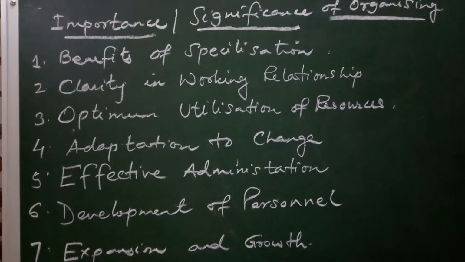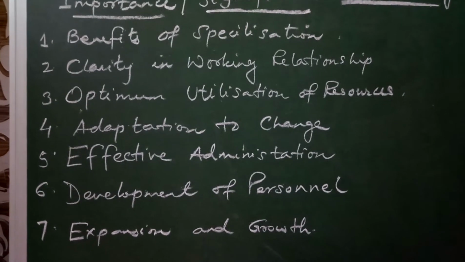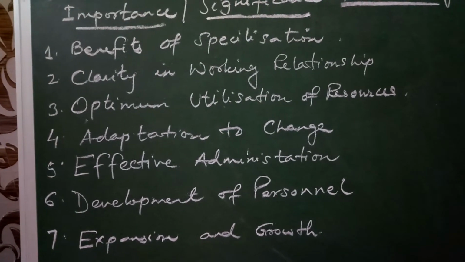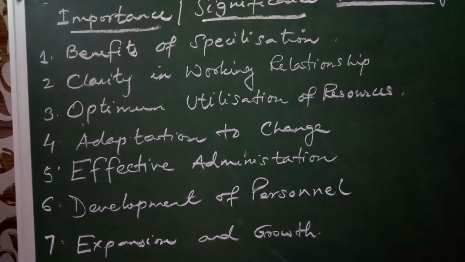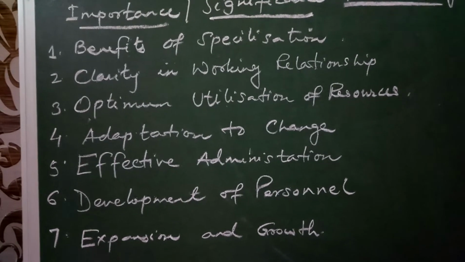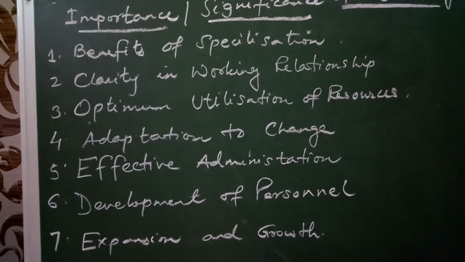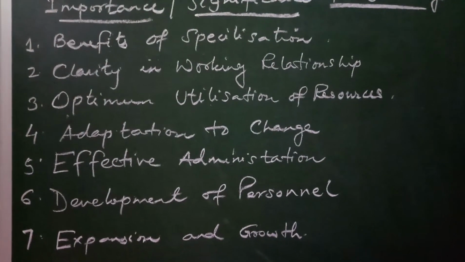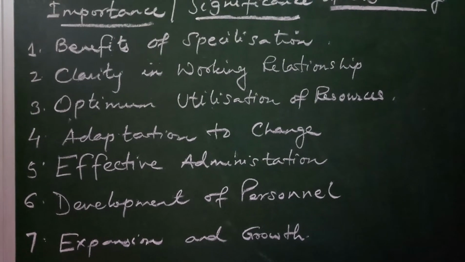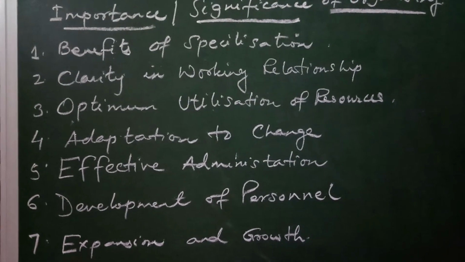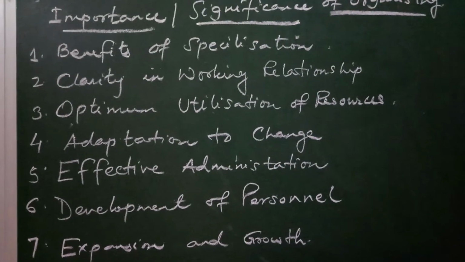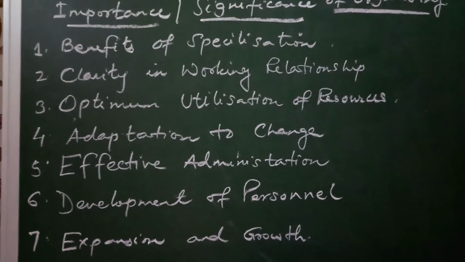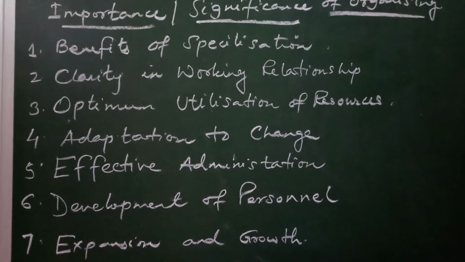Optimal utilization of resources is the wise and judicious, the proper utilization of resources. Human, financial, material, all the resources related to production. These resources can be a human resource, it can be financial resource, it can be material resource. All these resources are used in a proper way due to organizing. Because work is assigned as per the ability of the worker. And there is no duplication of work, there is no overlapping of works. And this helps in using the resources in a much better way.